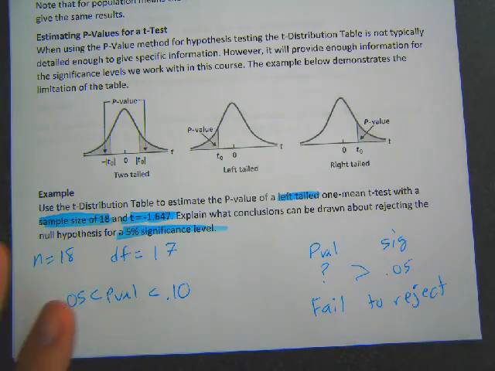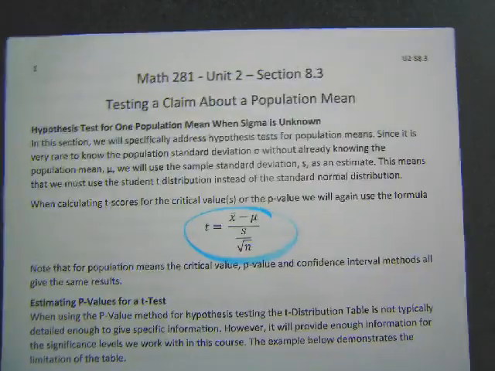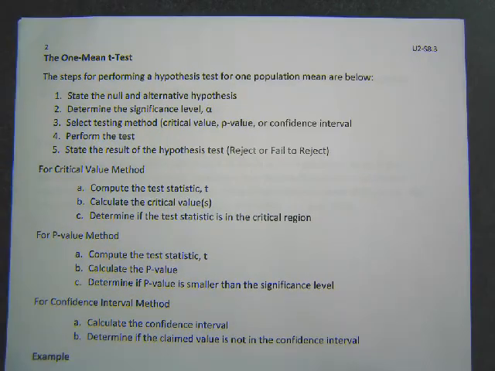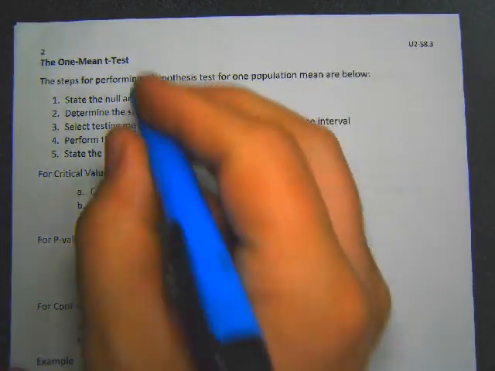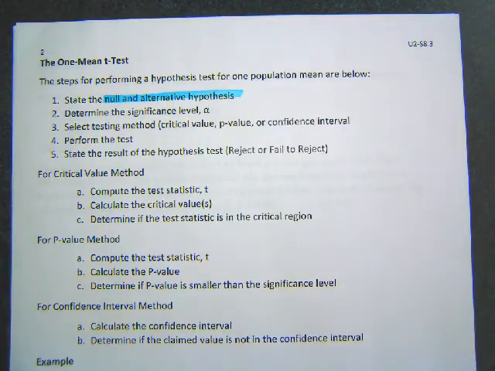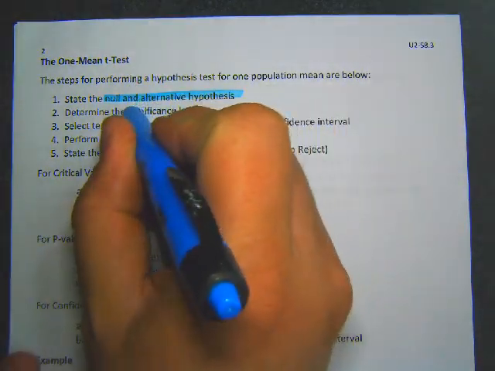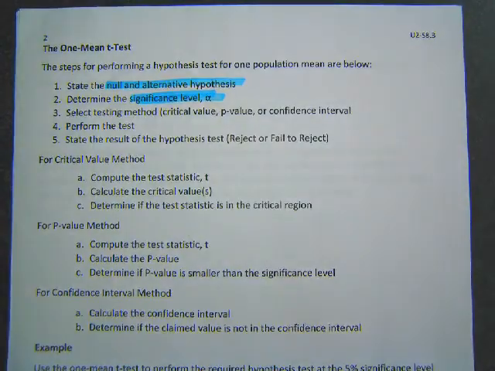The rest of this, like I said, we could just use the calculator, and that's what I'm going to do from here on out. Okay, so just like last time, let's have a breakdown of what we would do to perform the test. Just like always, when you're going to do a hypothesis test, first thing you're going to do is state the null and alternative. You figure out what the significance level is. That's given pretty much always.